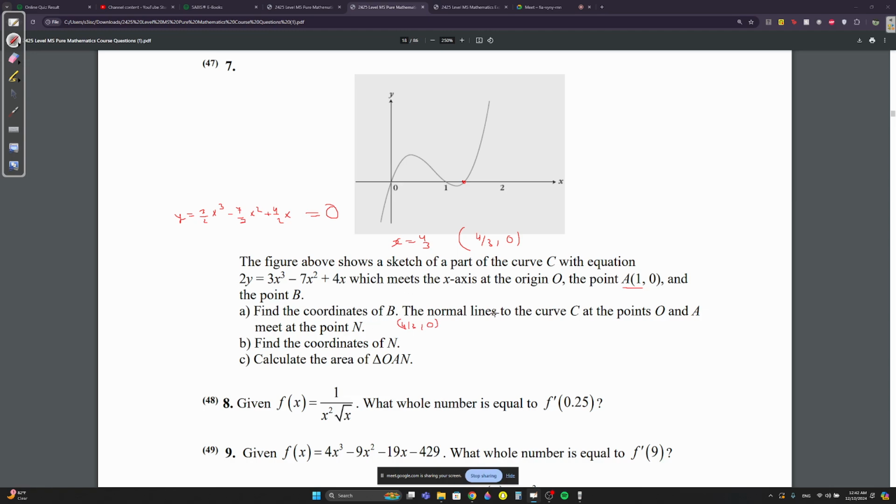Okay, then they said, now the second, they meant to put it here. The normal lines to curve C at the points O and A meet at the point N.